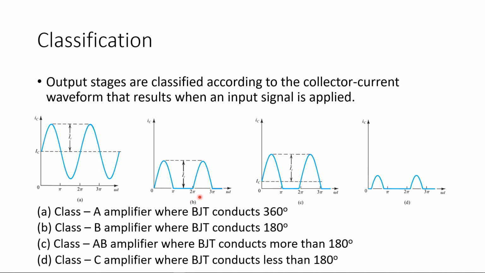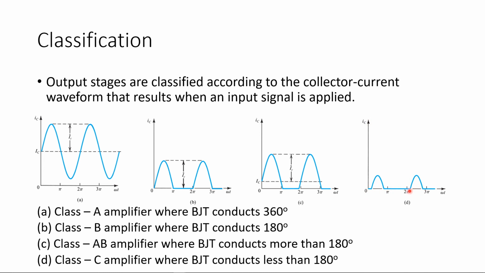For the second figure, that is class B, you can easily see that half of the time the BJT is on, so this is just 180 degrees of conduction. For the class AB amplifier, you can see it's slightly more than half of the time of conduction of the BJT, so just slightly more than 180 degrees. And the last one is the class C amplifier, where the conduction is usually less than 180 degrees, as you can see.